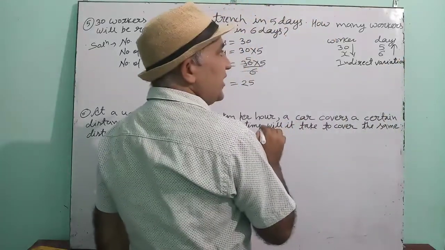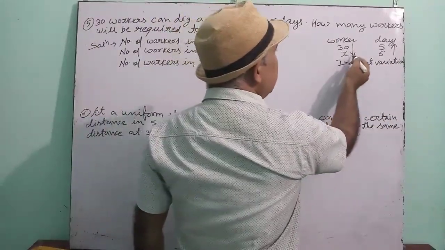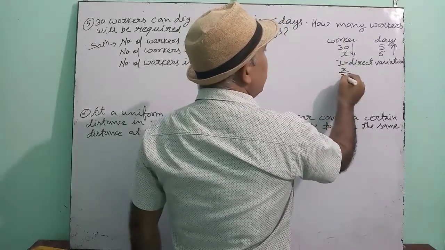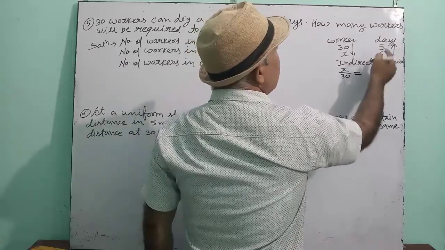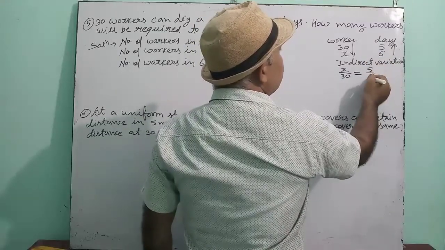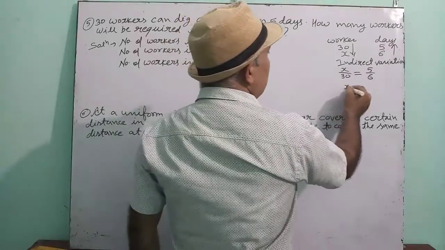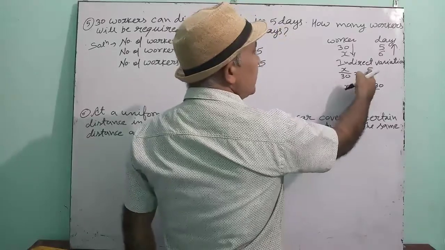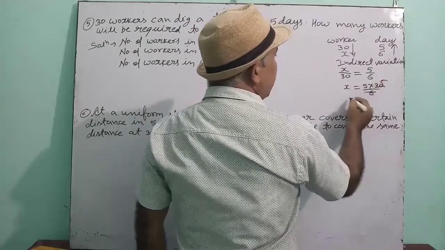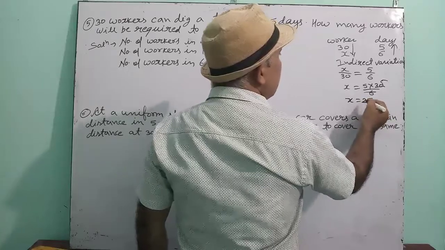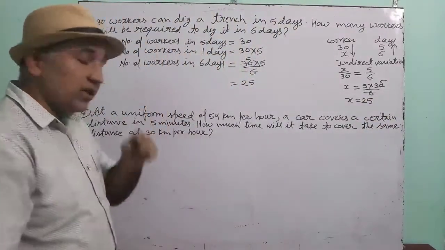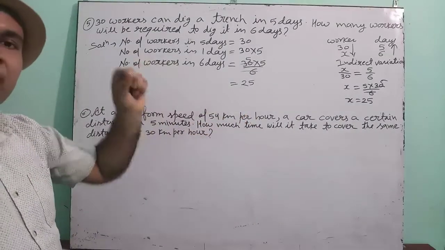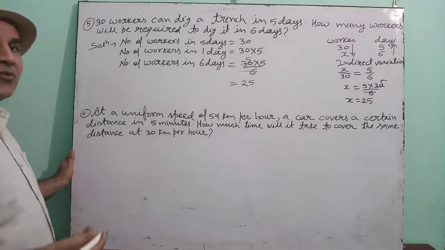There is indirect variation. And what is the method of writing? The arrow side number will become the numerator, the tail side number will be the denominator. Now x is equal to 5 into 30 upon 6 by cross multiplication. 6 dividing 30 by 5 times. So x is equal to 25, means 25 workers. See, both the methods are different but the answer is the same. You can follow any method. Now see the last question of the day.